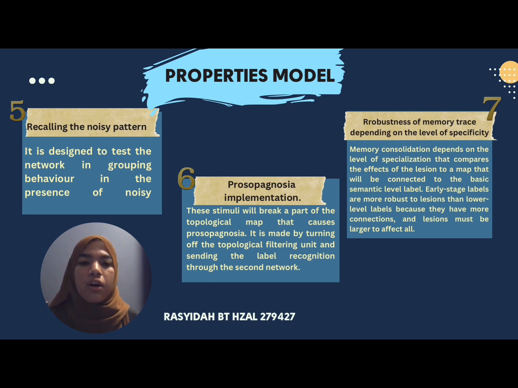The last one is broadness of memory, which depends on the level of specificity. Memory consolidation depends on the level of specialization that compares the effect of the lesion to a map that will connect it to the basic semantic label. Early stage labels are more robust to lesion than lower level ones because they have more connections and the lesion must be larger to affect all.